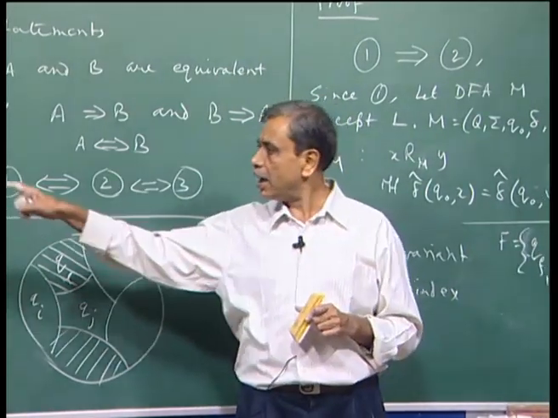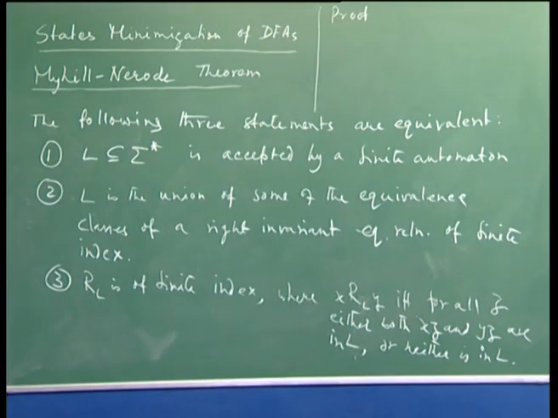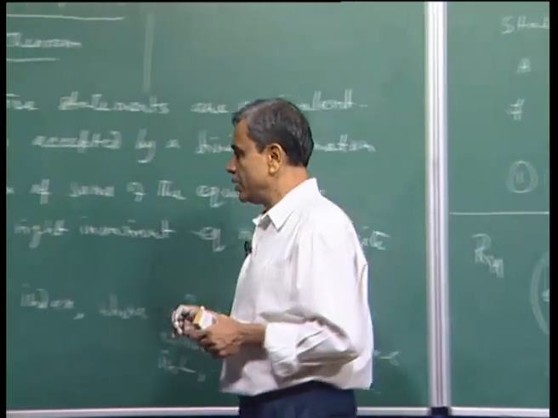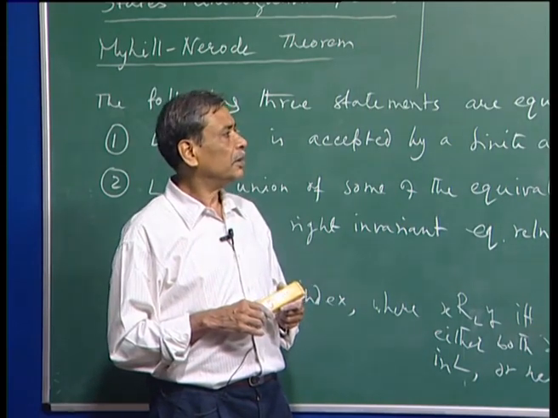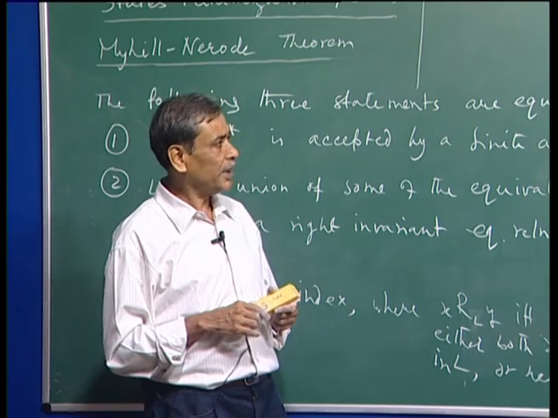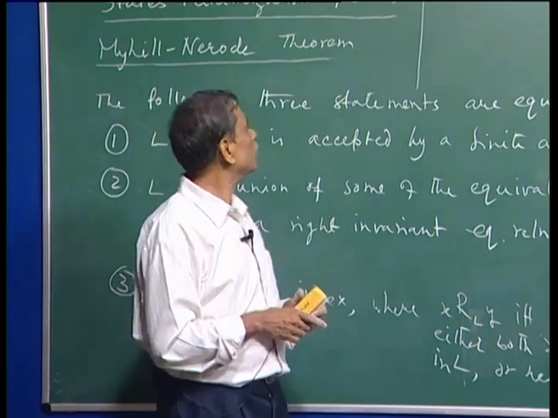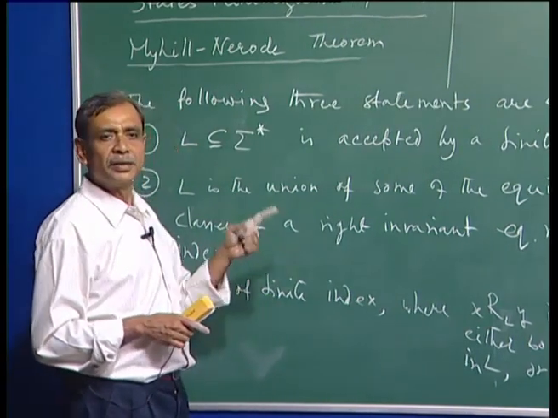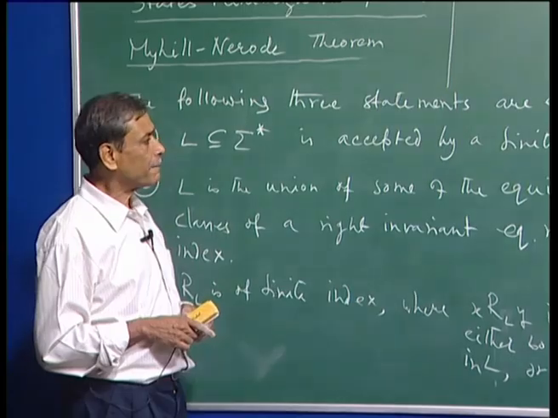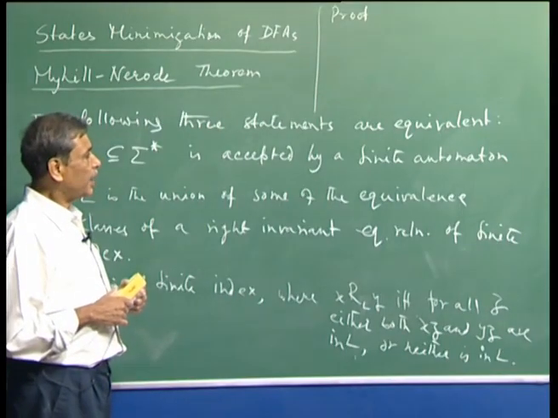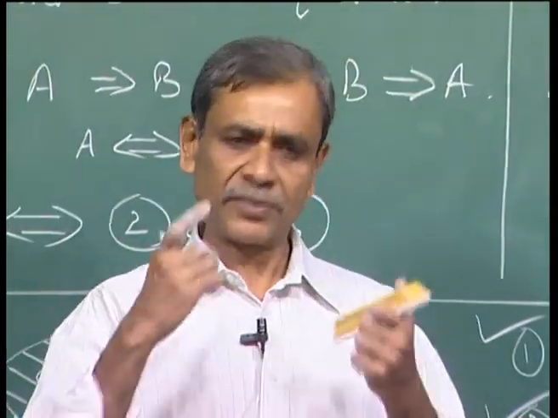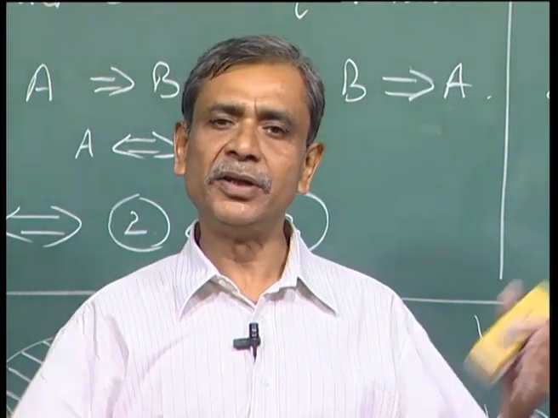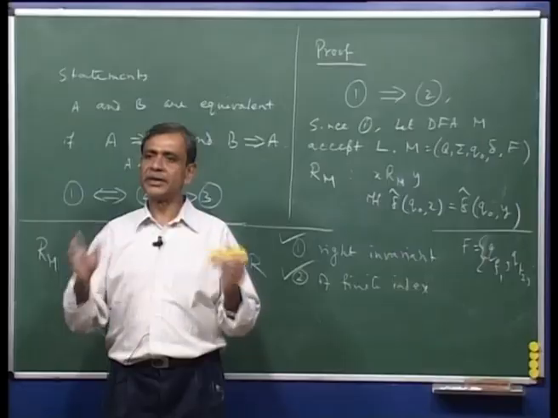So, we will continue with the other two parts, 2 implies 3 and 3 implies 1, in the next lecture. But let me end by saying what are the concepts that we have learned. Essentially, we are trying to view the regular language in terms of certain equivalence classes of certain equivalence relations, and we learned certain concepts about equivalence relations. First, of course, we remembered that an equivalence relation will induce a partition on the set on which it is defined.